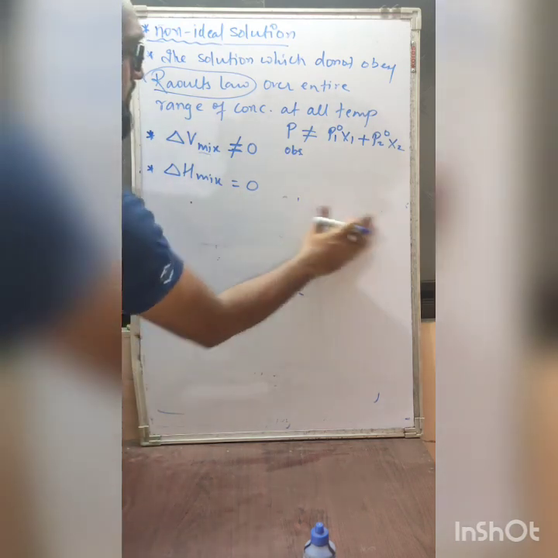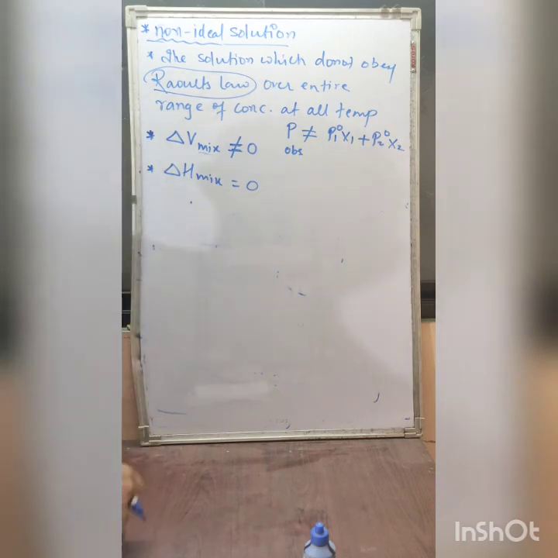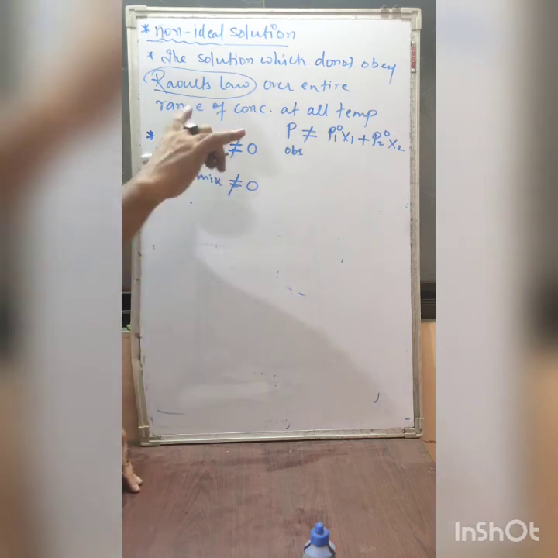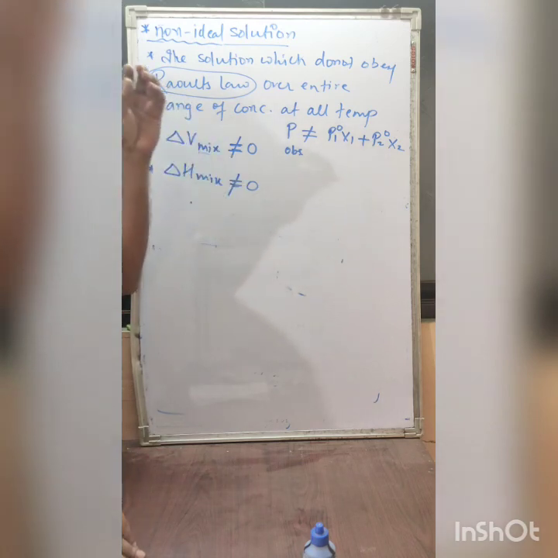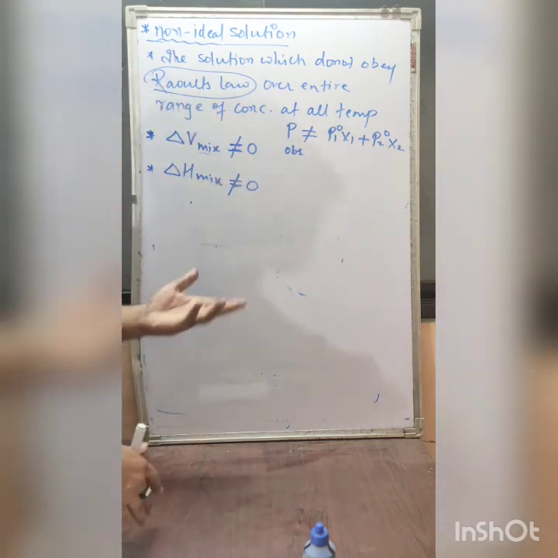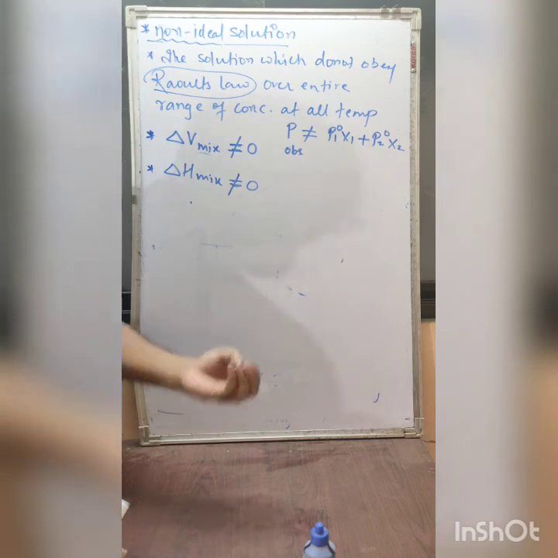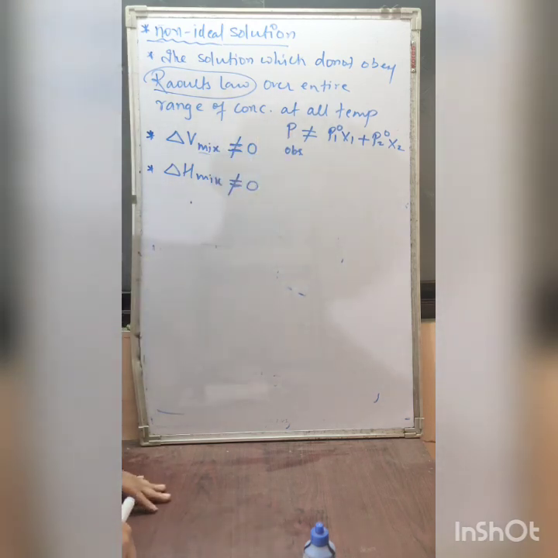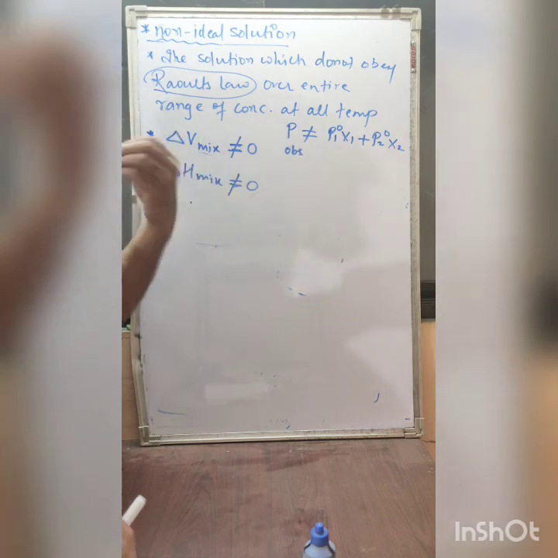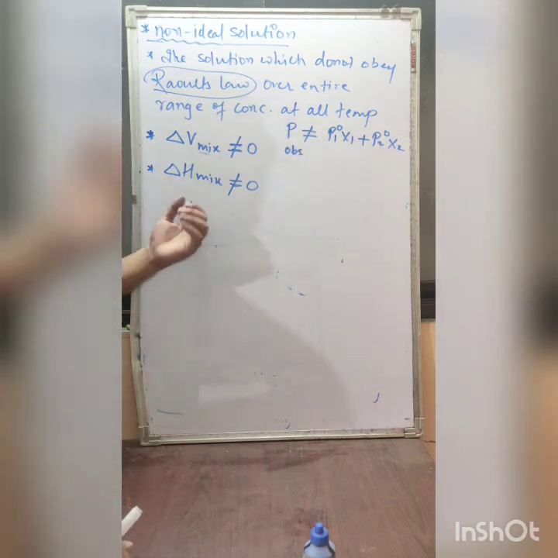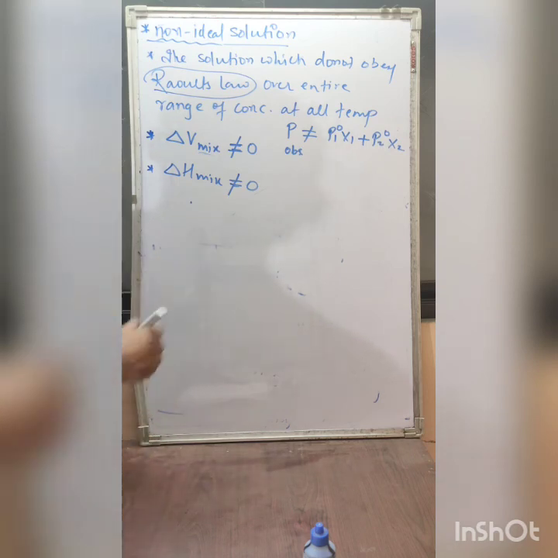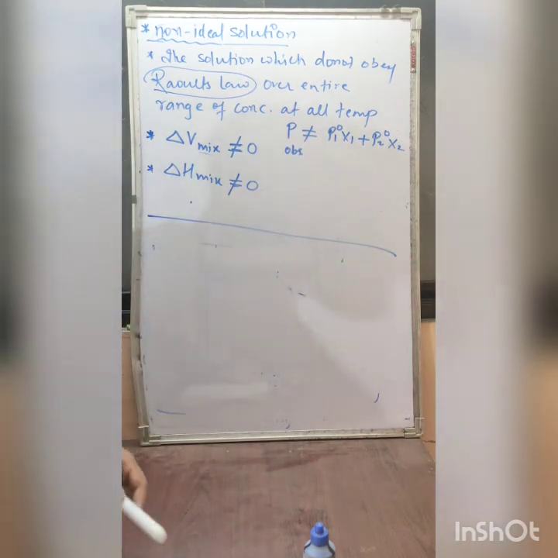Same here, delta H mixing is not equal to 0. Why? Because during the formation of the solution, when we add a solute to a solvent, there is a release of heat or absorption of heat. So some amount of heat will be released or some amount of heat will be absorbed, which depends on the intermolecular force of attraction. So here delta H mix, that is called enthalpy of mixing, is not equal to 0. Okay.